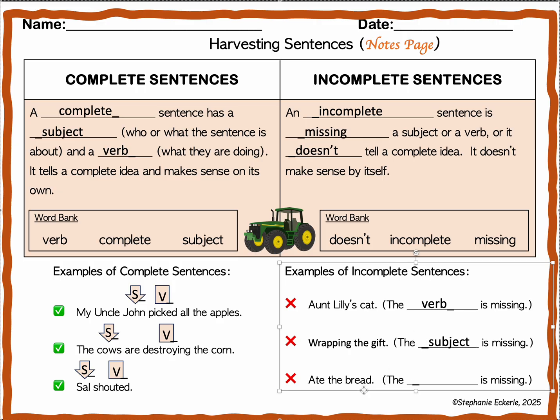And the last example: ate the bread. Who or what is the sentence about? We don't know. We don't know who ate the bread. So the subject is missing.